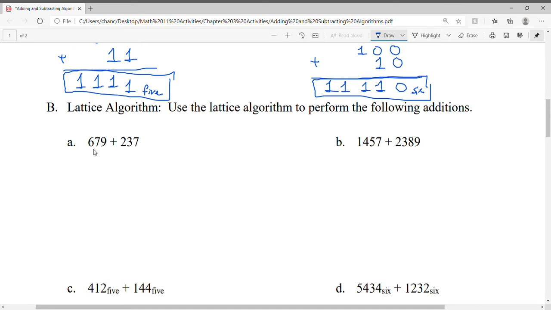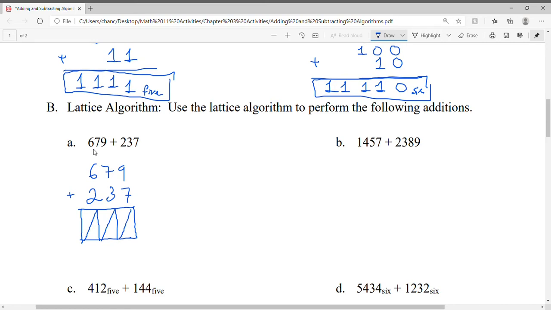In part B, let's use the lattice algorithm to do the following calculations. For part A, I'm going to stack it, 679 plus 237, and we're going to use the lattice algorithm. So construct a rectangle, just like this. We have 3 digits, so I need 3 different rectangles. And when we do these rectangles, you need to draw diagonals from each of the corners here, just like so.